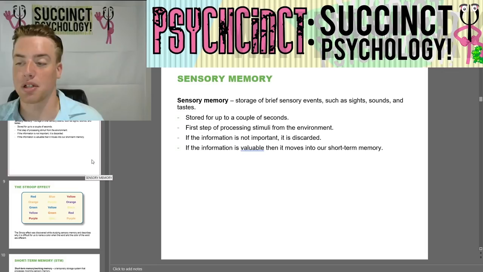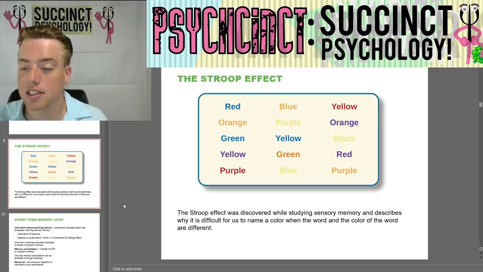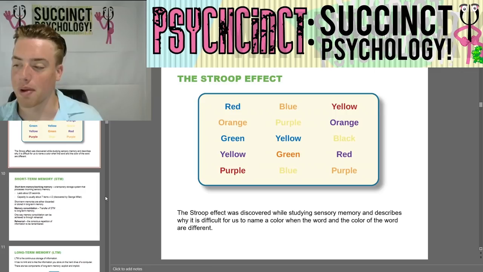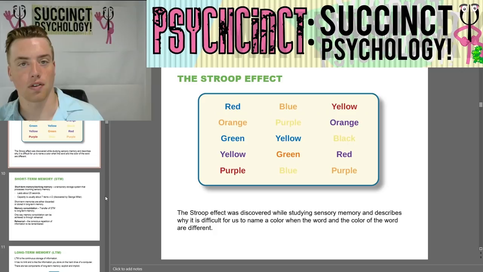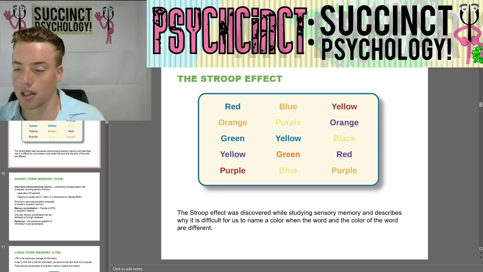So here we have the Stroop effect. That's a funny word. The Stroop effect was discovered while studying sensory memory and describes why it is difficult for us to name a color when the word and the color of the word are different. So here, the Stroop effect, nice example here.